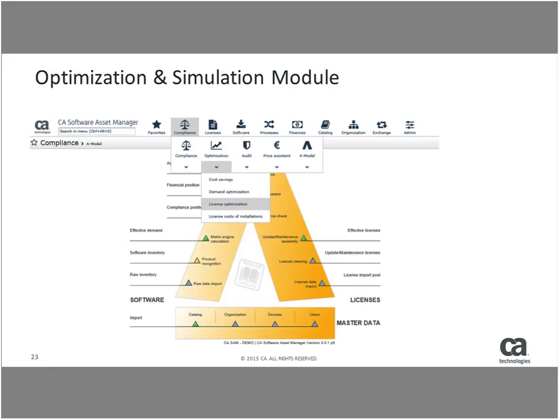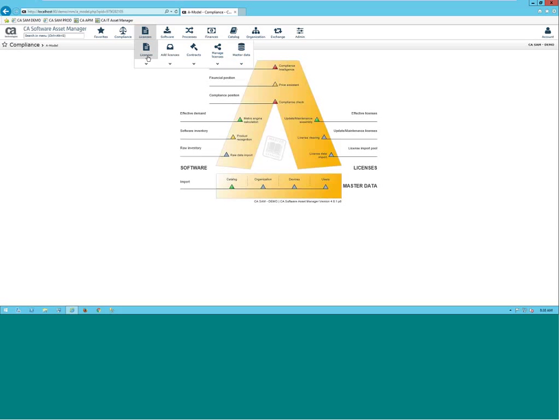And I think the easiest way to do this is to simply show you in the tool. I think I need to share my screen here, so let me do that very quickly. All right, so I'm looking at SAM here. If I go into license compliance and then optimization, I can view license cost of installation.